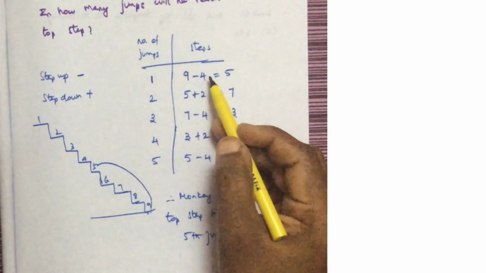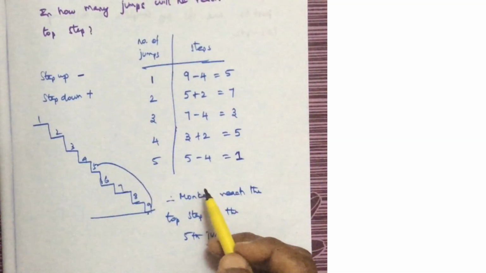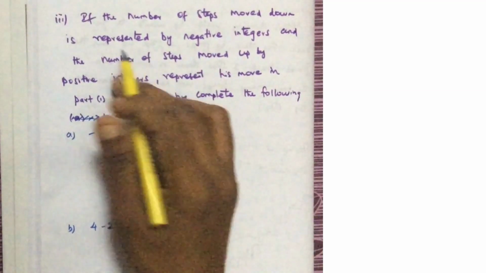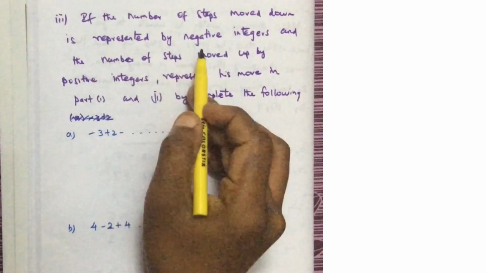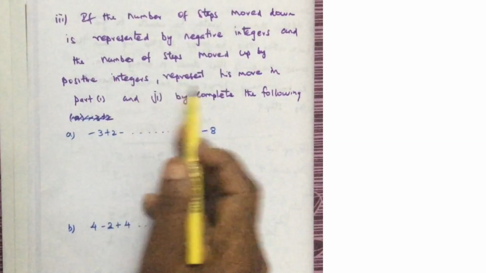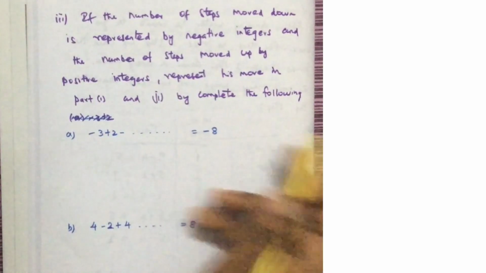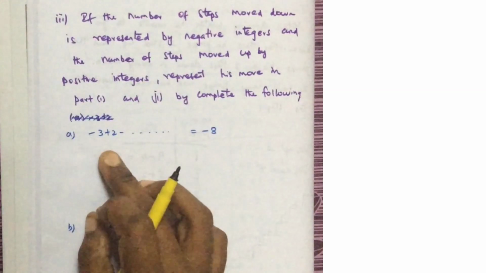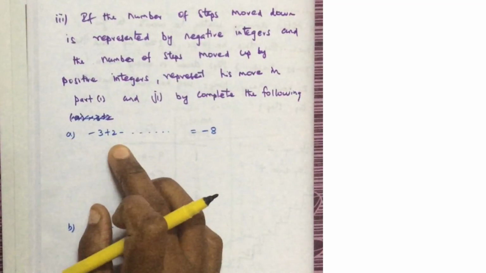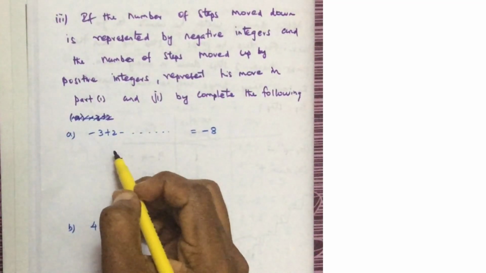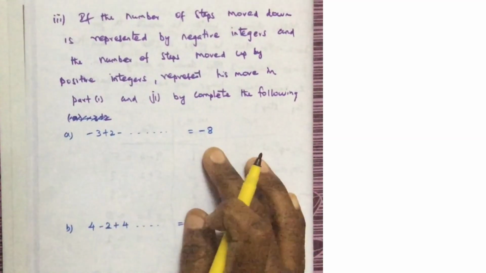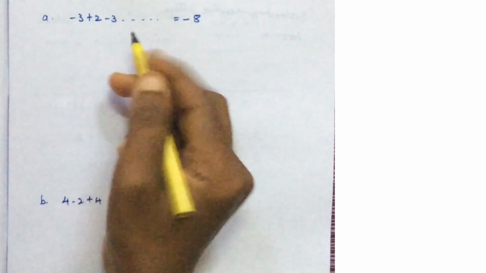Okay, you do minus 4 and plus 2 repeatedly to find at which jump he will reach the top step. The last problem is, if the number of steps moved down is represented by a negative integer and the number of steps moved up is represented by a positive integer, represent his moves in part 1 and part 2 by completing the following. In part 1, the monkey jumps 3 steps down and 2 steps back, so minus 3 plus 2. Now we have to do minus 3 and plus 2 repeatedly till you get the answer as minus 8. We will start with minus 3.